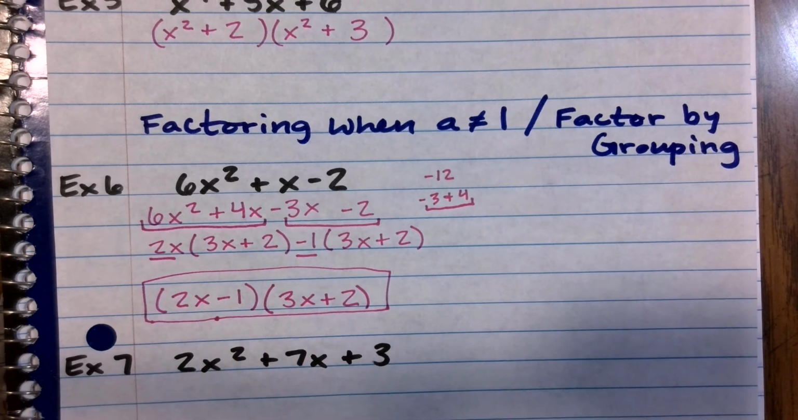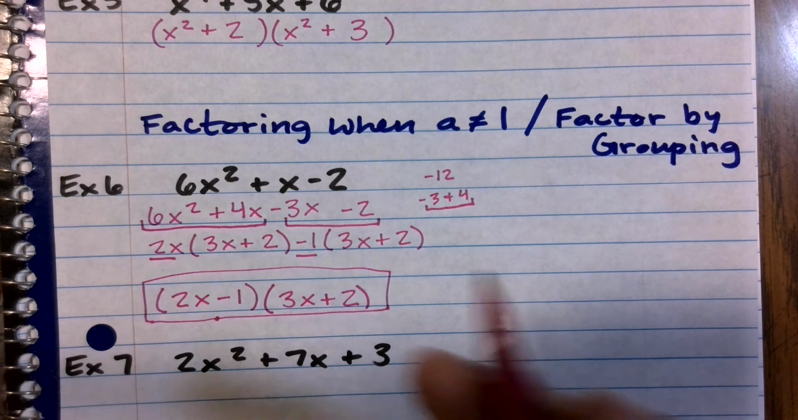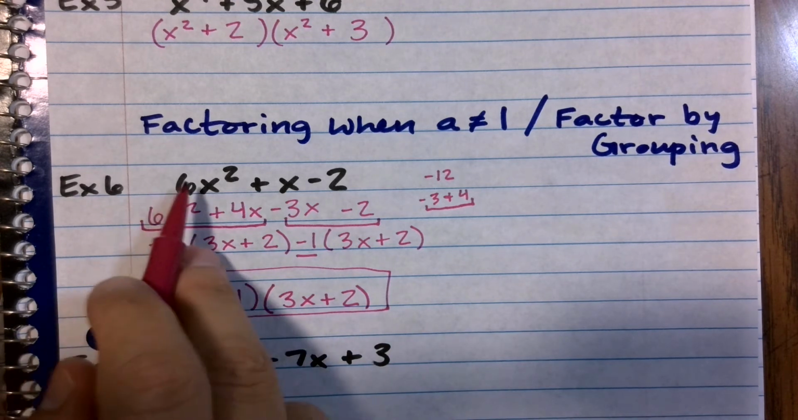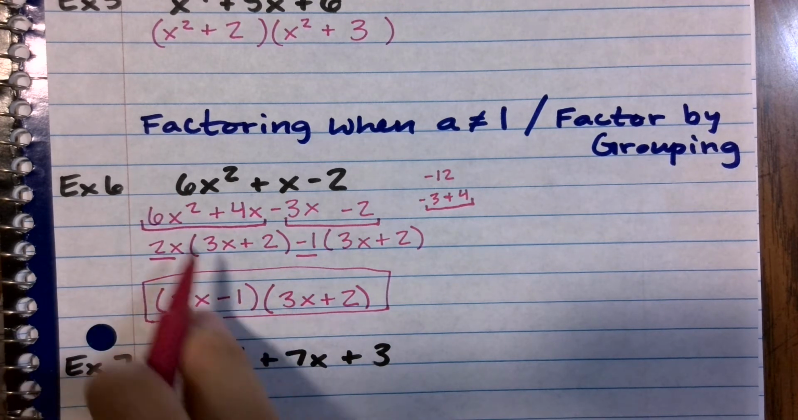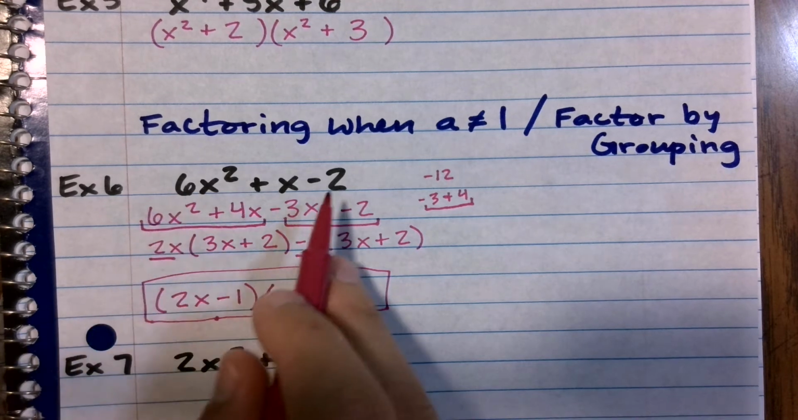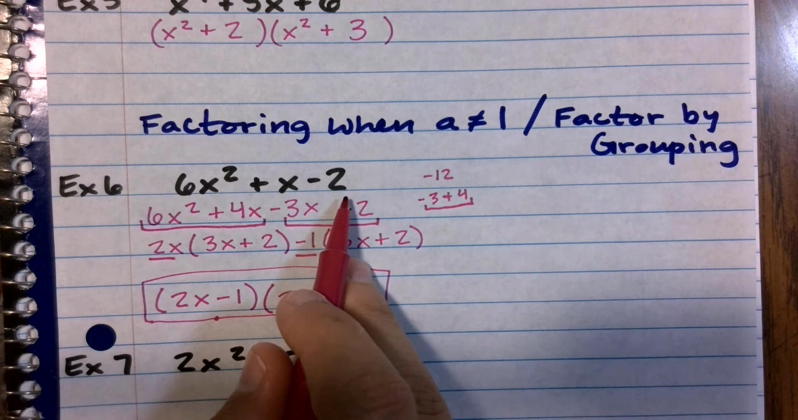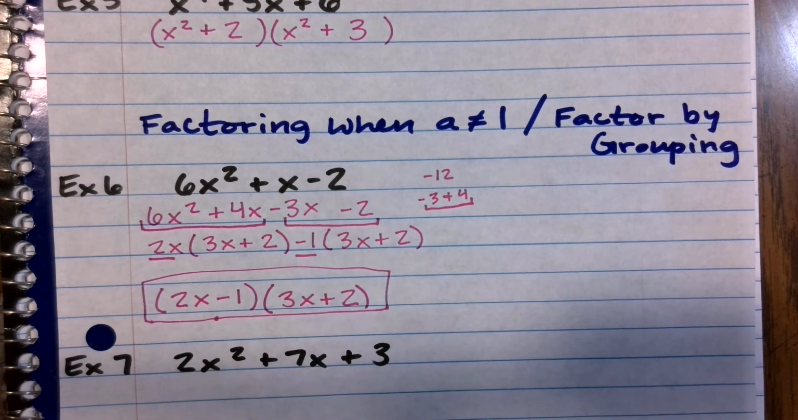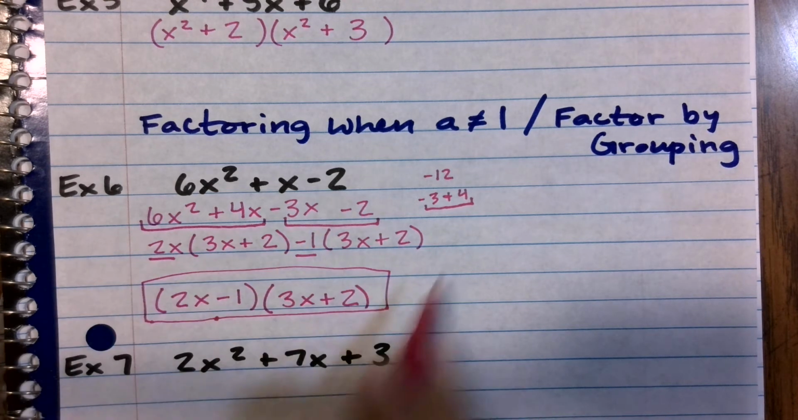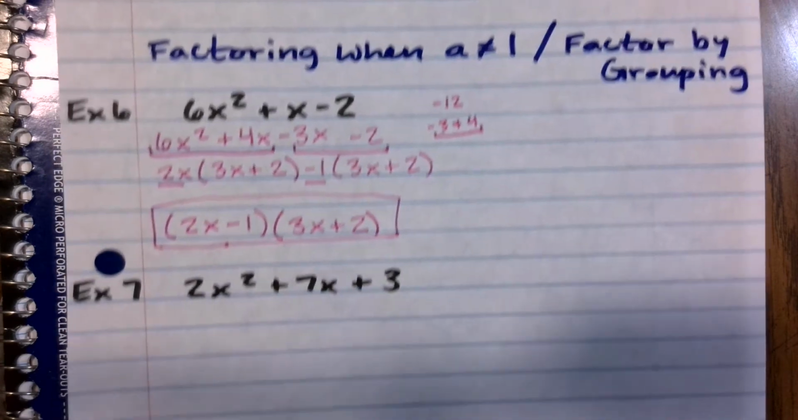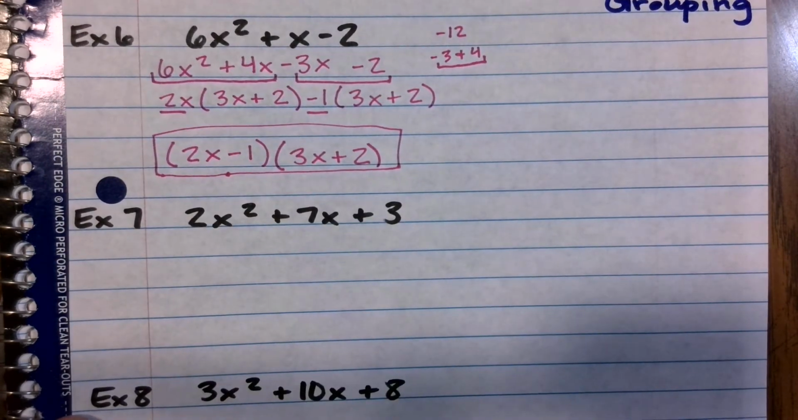If your numbers are small enough, you can sometimes just use trial and error, like we know that these first two numbers are going to have to multiply to be 6 and the last two have to multiply to be a negative 1. However, if your numbers are large enough, it's going to take you a really long time. So we want to have some sort of method to fall back on. We're going to do a few more examples just like that.